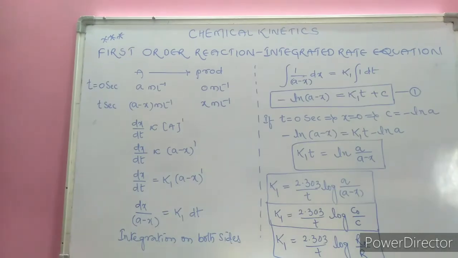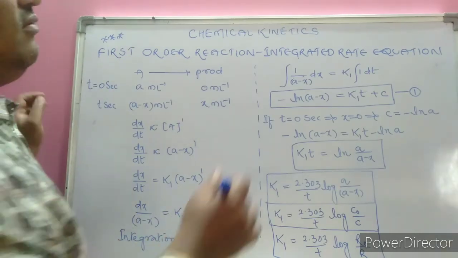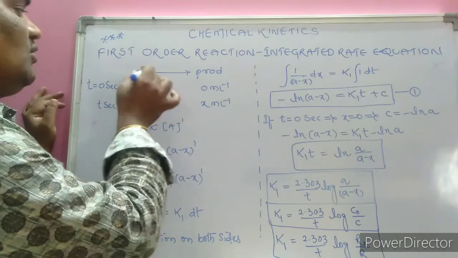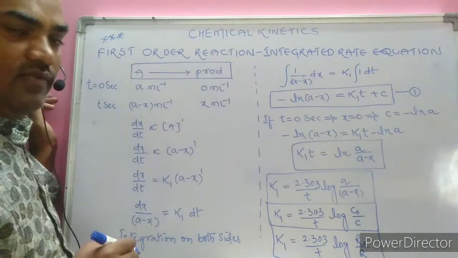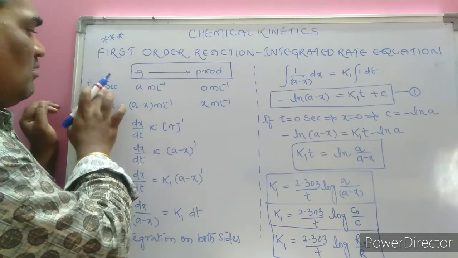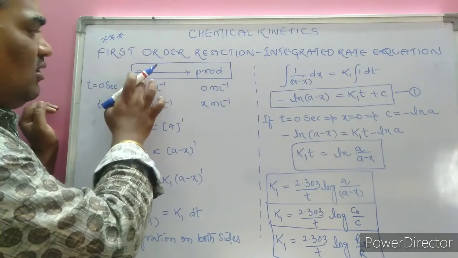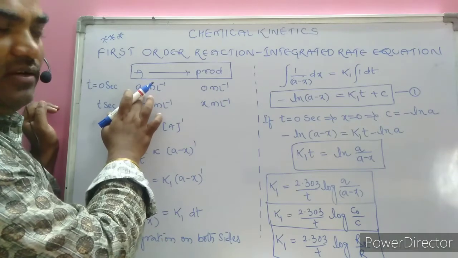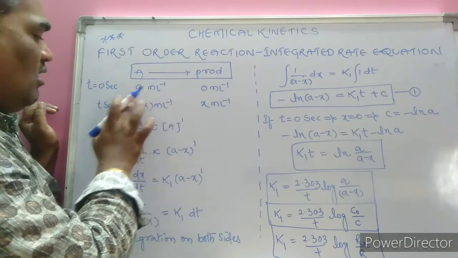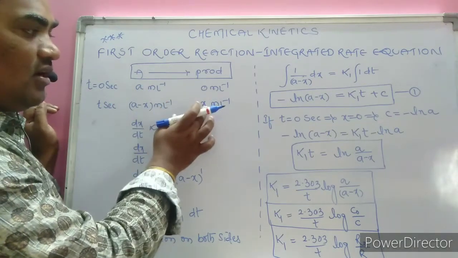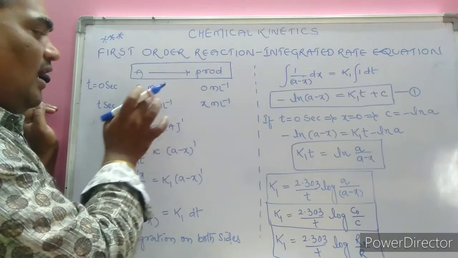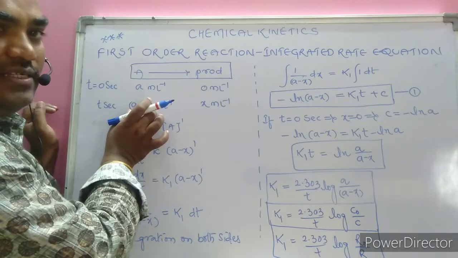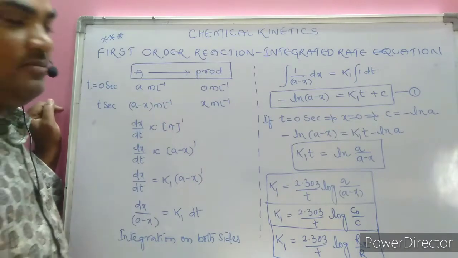Now, the derivation of the integrated rate equation for first order kinetics. We know well, A gives rise to product is a hypothetical equation. At t equal to 0, the initial concentration of the reactant is a moles per liter. After t interval of time, the concentration of the product formed will be x moles per liter. Hence, the left concentration of the reactant is a minus x moles per liter.